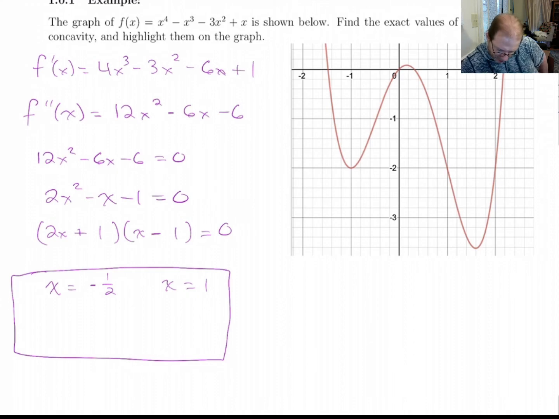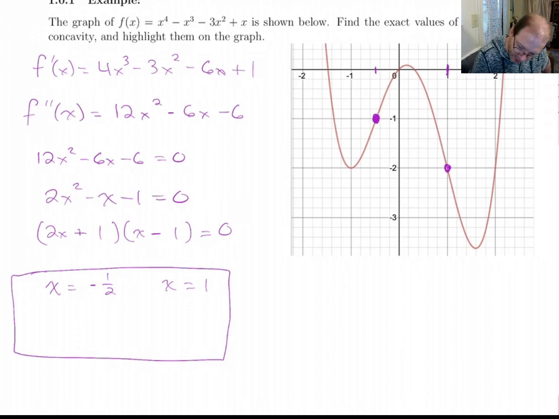And honestly, if I come over here and I mark them on the graph, x equals negative 1/2 is going to be here-ish. So if I come down to here, it looks like this is my one inflection point. And the other inflection point happens here at x equals 1. Now I could go in and work out the y coordinates. Actually, the y coordinates look like negative 1 and negative 2.